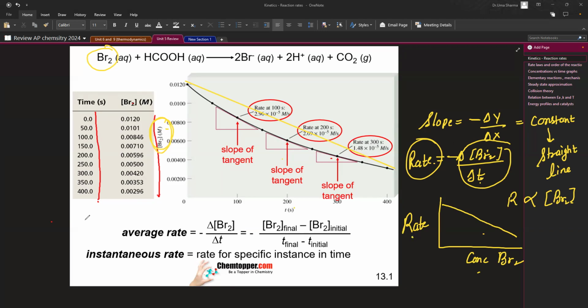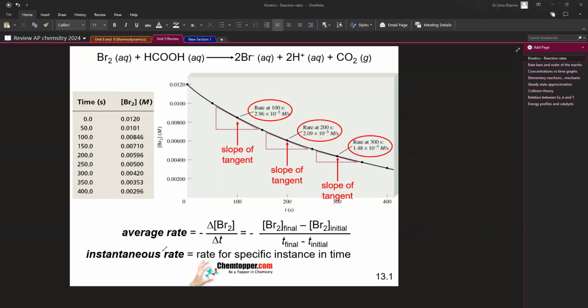So if the rates are not constant, how to calculate it? There are two ways. Average rate means the total change in concentration. Let's say I start from here, time is 0. This is the initial, and I go up to here. This is final. So final minus initial divided by total time taken. That will give me the average rate of the reaction.